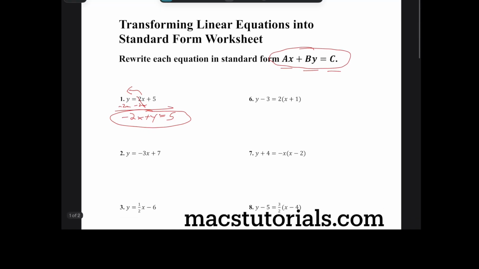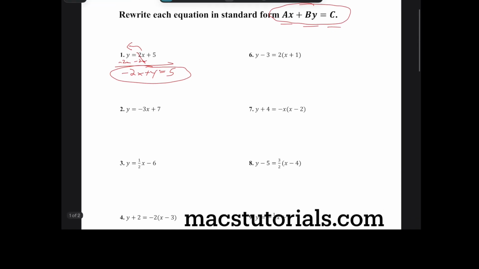Now, look at the next one. It's a little easier on the y equals mx plus b because really all we're doing is moving the x over. Okay, now make sure you write the x first and then the y, because that's part of the form, y equals 7. All right? Going on to the next one.